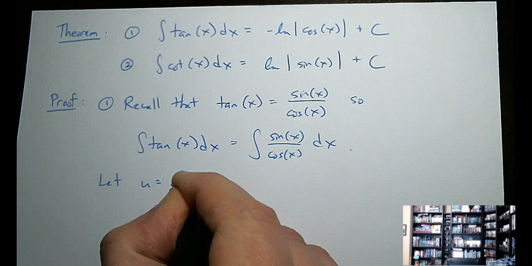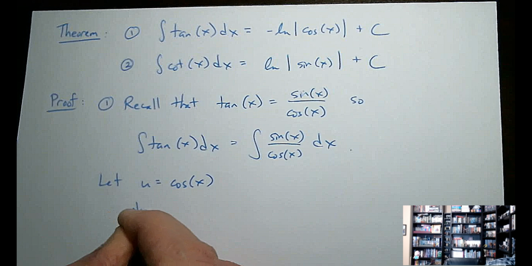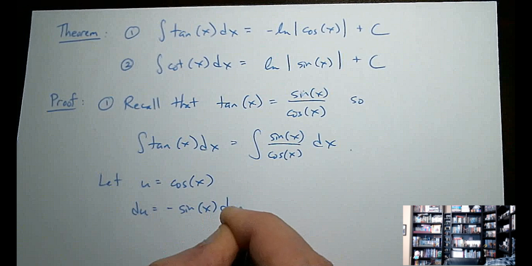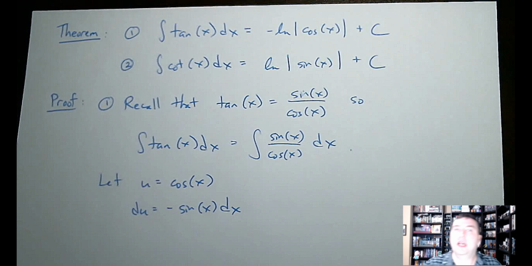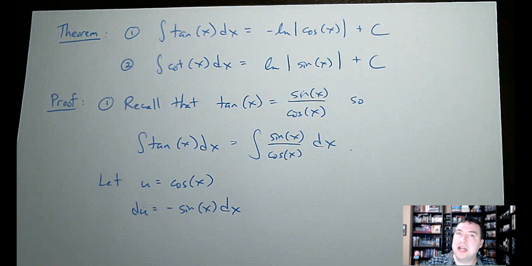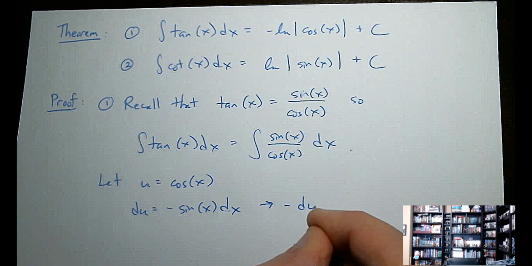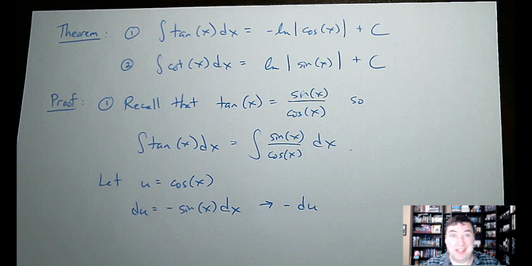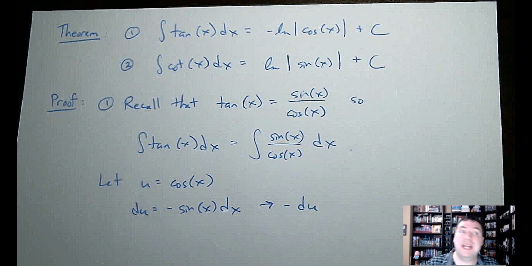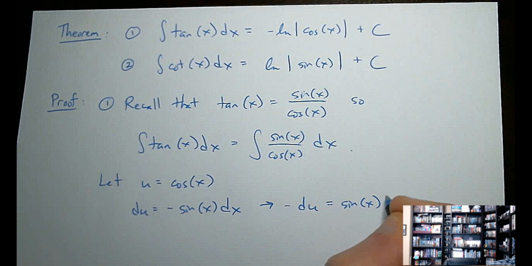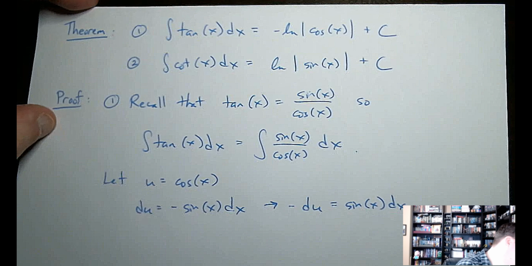So let's let u be cosine x. Then du is negative sine x dx. But that negative is fine, because just like any other constant, we can just divide it across to the left-hand side. Dividing by -1 or multiplying by -1 are the same thing. So that tells us that negative du is sine x dx.